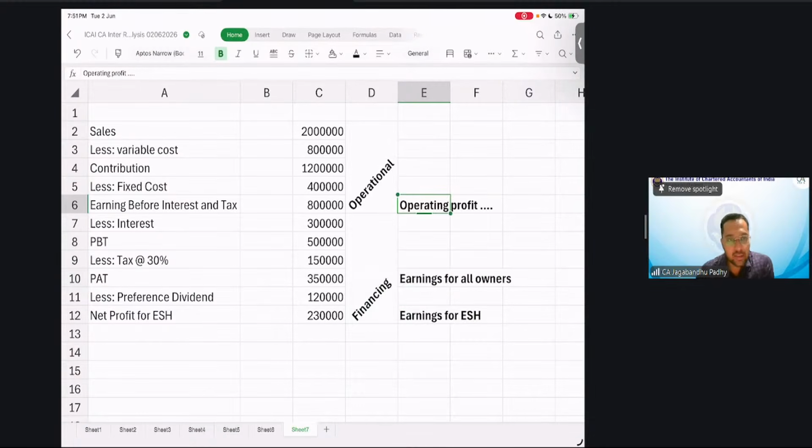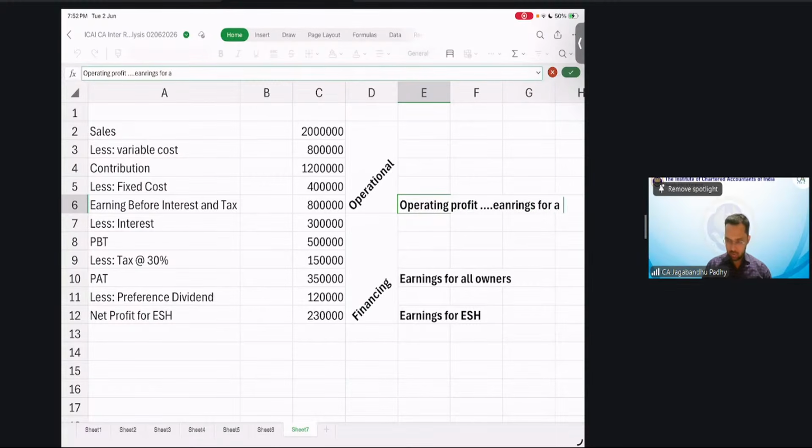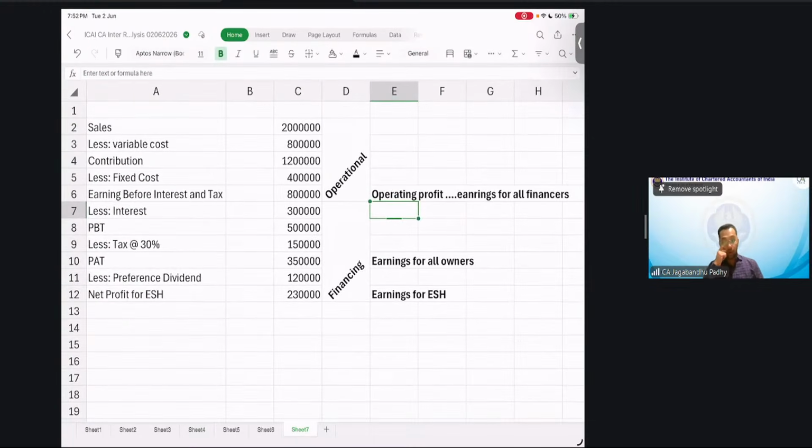Now, what is the term which indicates what the company has earned for all its fund providers, all its financiers? Basically, for all the equity shareholders, the preference shareholders, the debenture holders, what is the profit that the company has earned? EBIT, absolutely. So this is your operating profit, or I can say this is the earnings for all financiers.